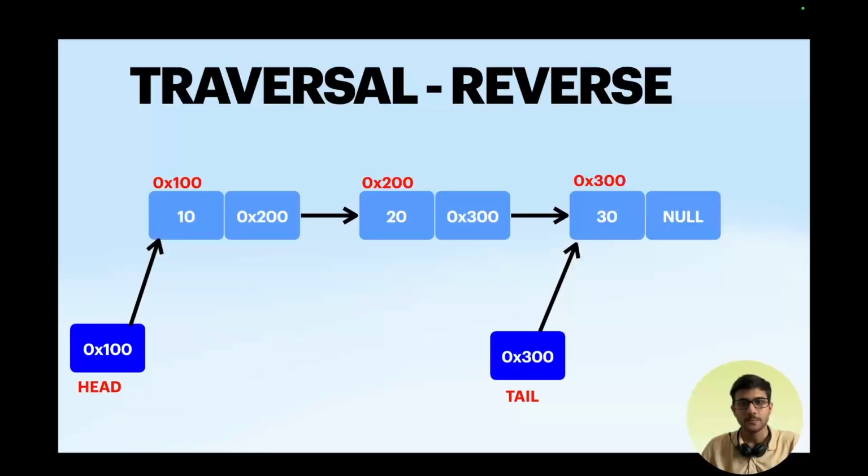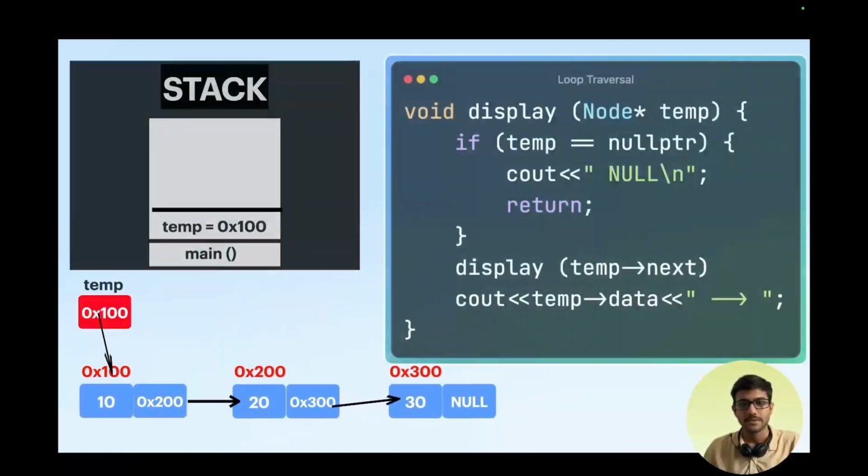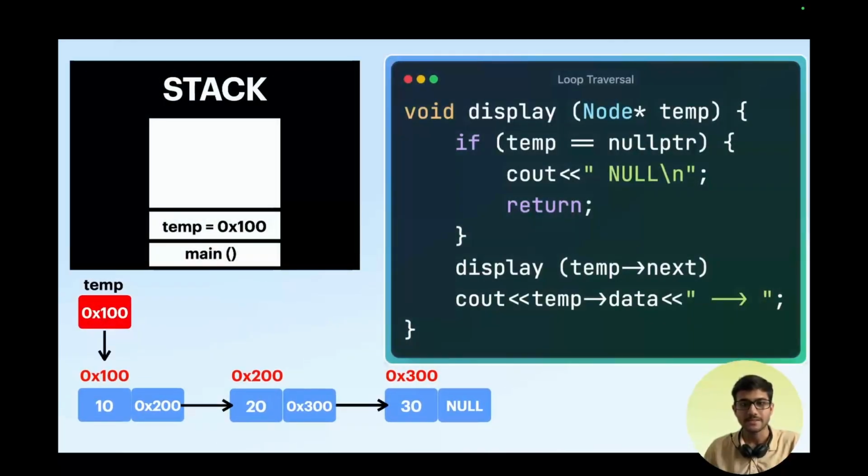Now let's try to print the reverse of the linked list. To do that, it is very simple. Now that we have already written the recursive code for it, all we have to do is swap the last two lines in the recursive code that we had written. So earlier, cout was above and display was below. Now display is above and the cout statement is below.